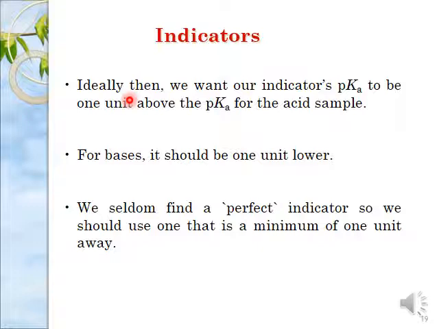So ideally, our indicator's pKa is 1 unit above the pKa of the sample itself. If the sample is a base, then the pKb or pKa should be 1 unit lower. We seldom find a perfect indicator, so we use the one that is about minimum 1 unit away.